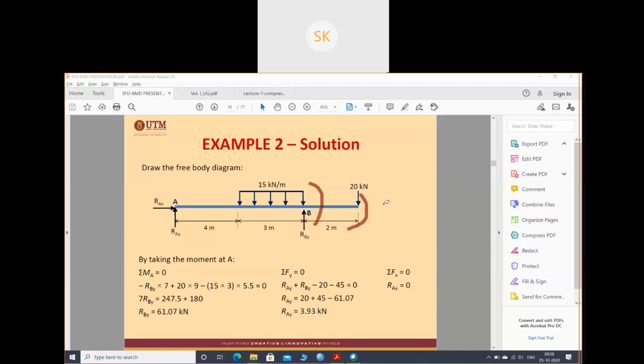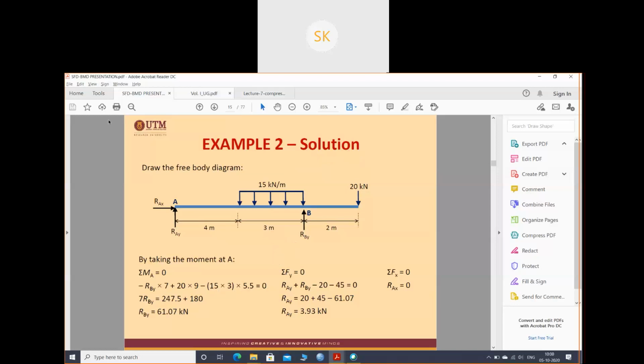Ma'am, how did 5.5 come? I have discussed now how 5.5 comes for UDL. Let me explain you once again. For UDL always take half distance, L by 2, for the UDL part only, because you are taking the distance in the load itself. So this 4 plus 3 by 2 is how much? 1.5. And 4 plus 1.5 will be your 5.5.